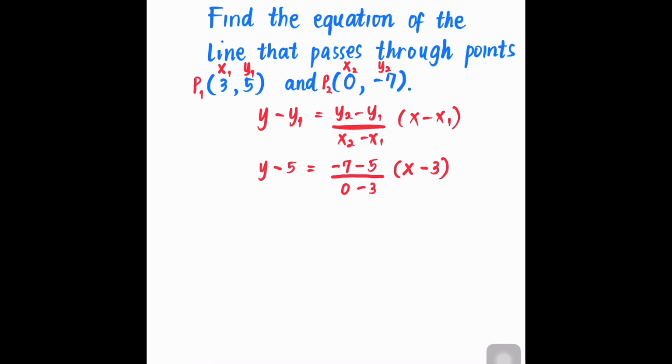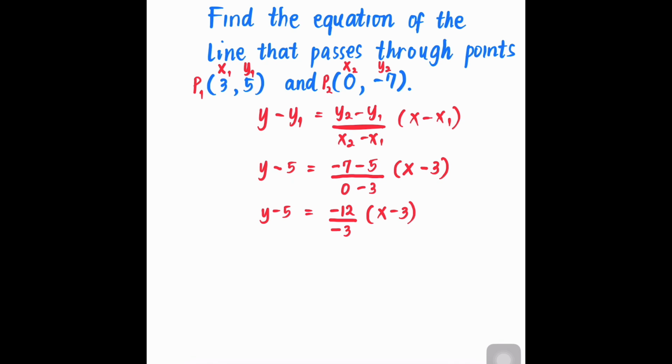After substituting the numbers to the formula, we just simply carry on simplifying everything. So y minus 5, just simply copy it. This part right here needs simplification. So let's start with the numerator. So negative 7 minus 5 is negative 12, divided by 0 minus 3 is negative 3. Then we just simply copy x minus 3 there.